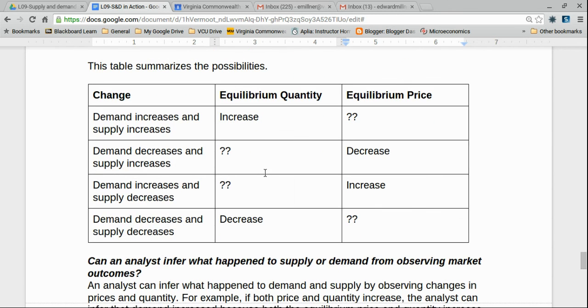Here's a table that summarizes the possibilities. When demand increases and supply increases, quantity increases, but we don't know what happens to price. Demand decreases and supply increases: we don't know what happens to quantity, but we know price will fall. Demand increases and supply decreases: again, we don't know what happens to quantity, but we know price will rise. When demand decreases and supply decreases, the quantity will decrease, but we don't know what's going to happen to price.